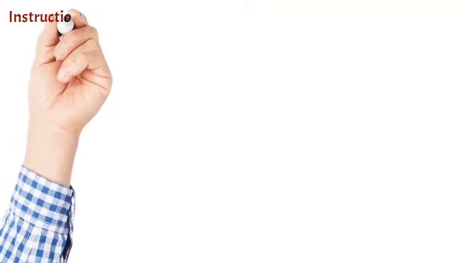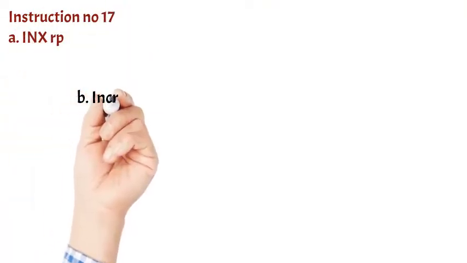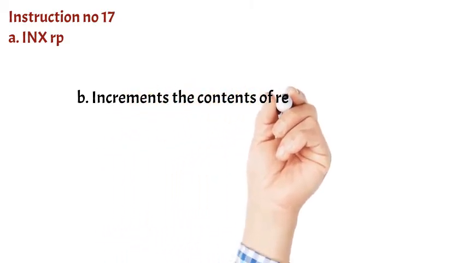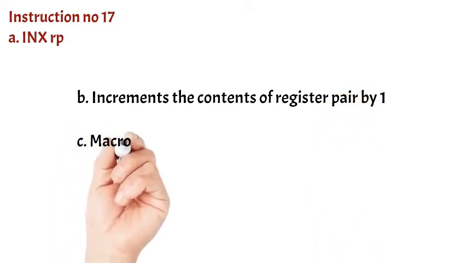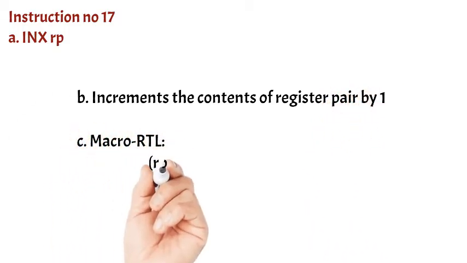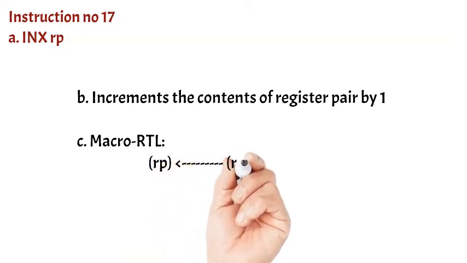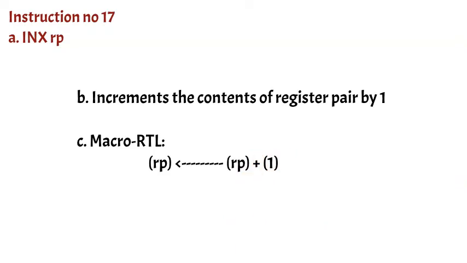So this instruction is INX RP. Similar to what INR does, this increments the contents of the register pair by 1 instead of the register. We have the register pair and its contents are increased by 1. So the macro RTL can be written as RP is equal to RP plus 1.